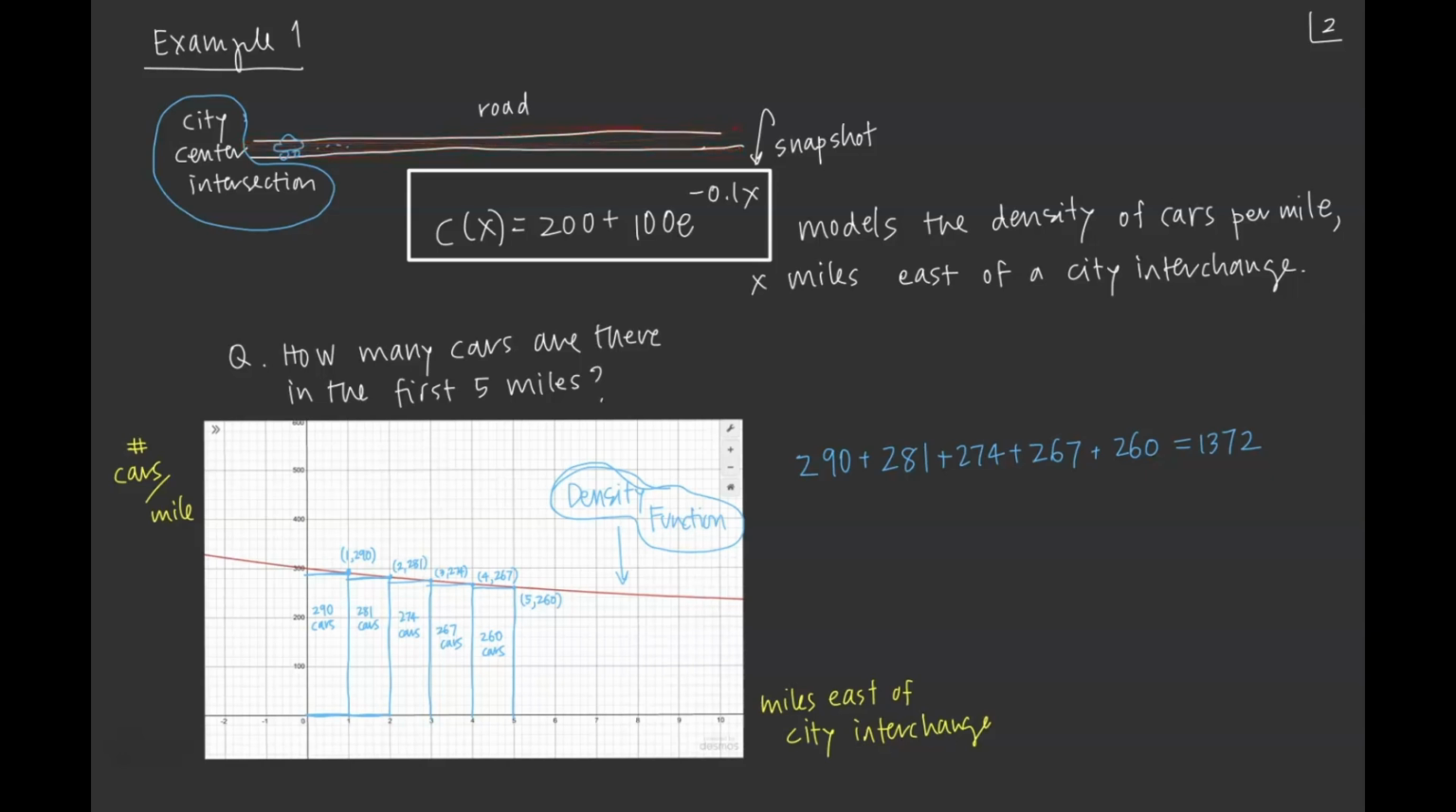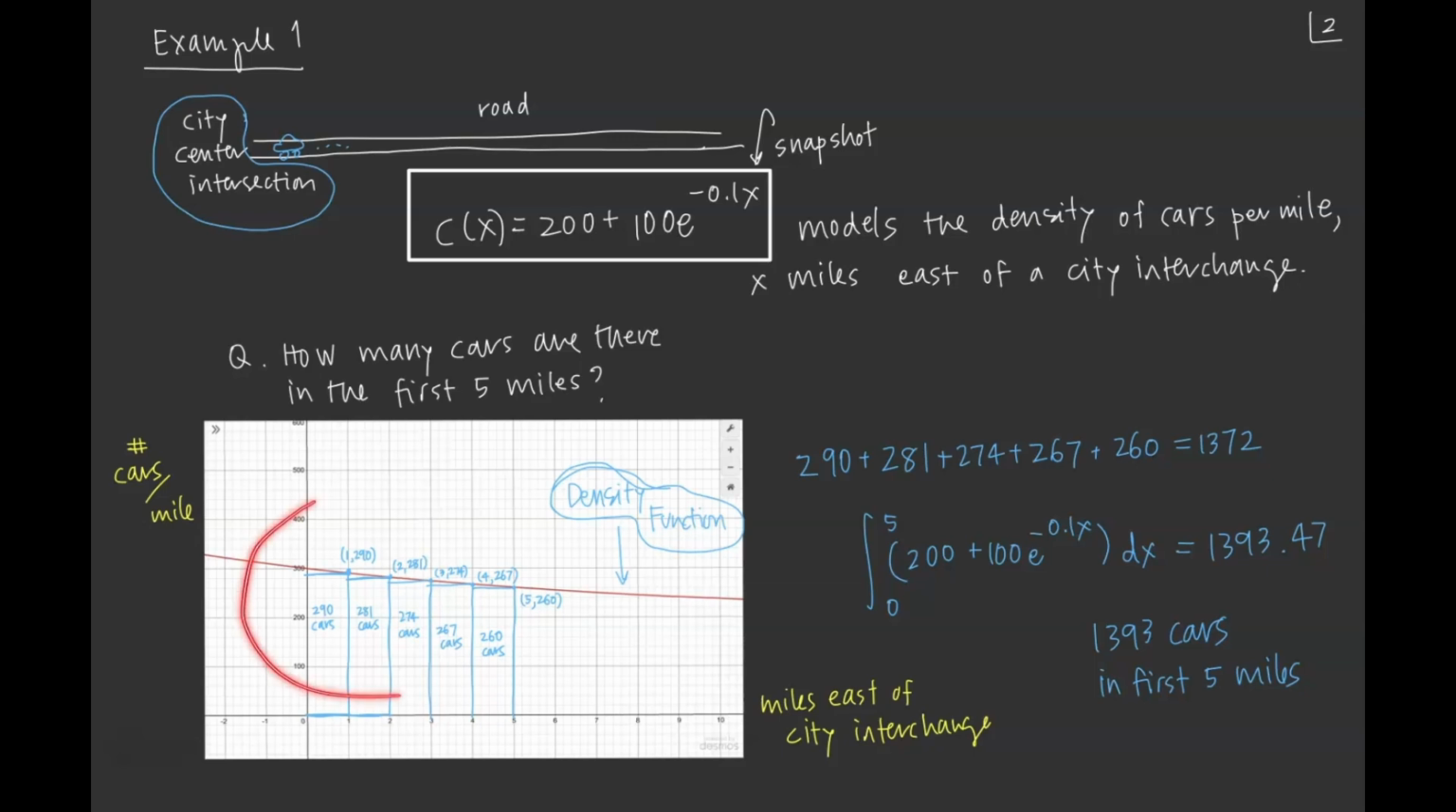Of course, we can do better than this because we know calculus. And so instead of taking a Riemann sum, why don't we count up truly the number of cars, or the area under that curve from 0 to 5? That would be the integral of 200 plus 100 e to the negative 0.1x dx. And if we count up that area, it's 1393.47. So in reality, according to this density function, there are approximately 1,393 cars in the first 5 miles east of that interchange.